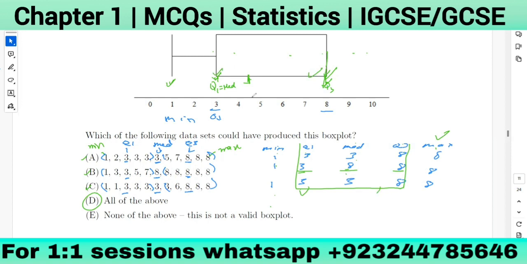Do you agree? I guess, yeah. You understand how it is true for all of them? Because we have minimum and maximum the same and the others are also coming the same.